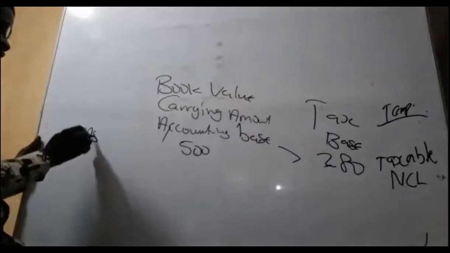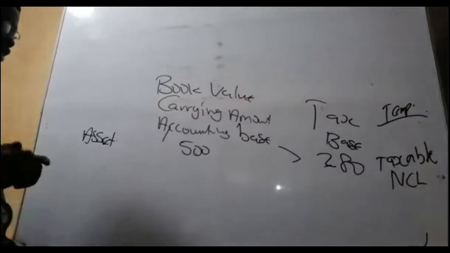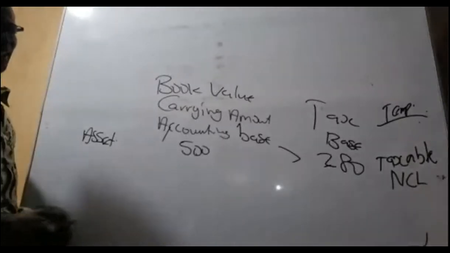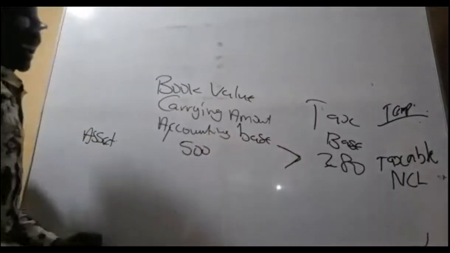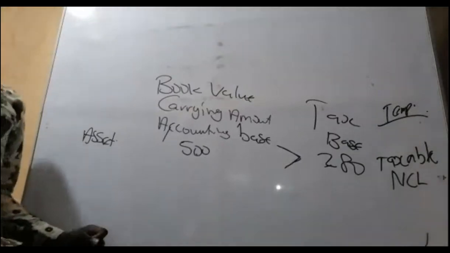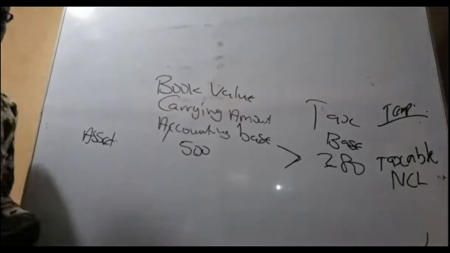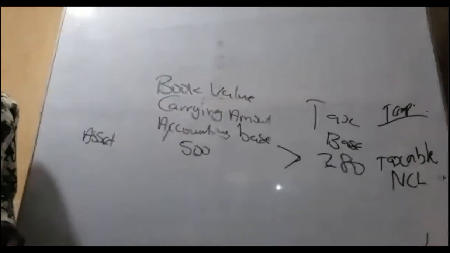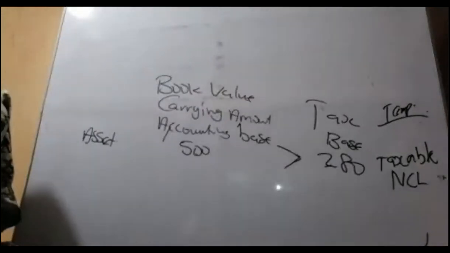If it's an asset, compare the carrying amount with the tax base. If the carrying amount is greater than the tax base, then it is taxable. And if it's taxable, it's a non-current liability. That means the balance carried down will create a non-current liability.